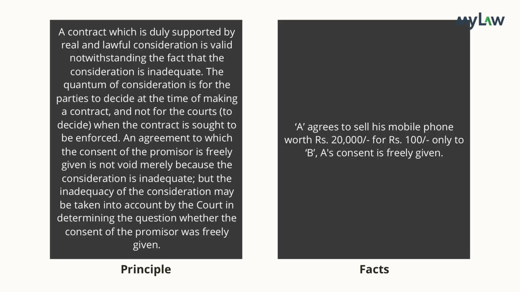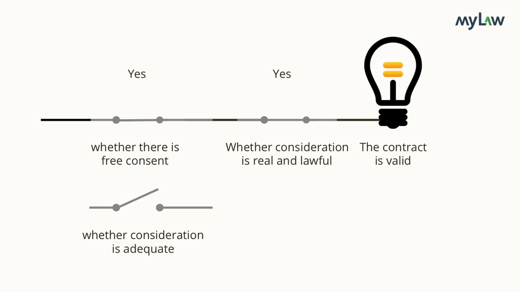Now let's apply the facts to the condition. Has consent been freely given? The answer is yes, it is very clear. Is the consideration real and lawful? 100 rupees is real consideration. We are also not aware of any law against paying rupees 100 for a phone, so the answer is yes. Then the conclusion follows that provided all the other conditions of a valid contract have been satisfied, there is a valid contract between A and B. The question of adequacy is irrelevant.